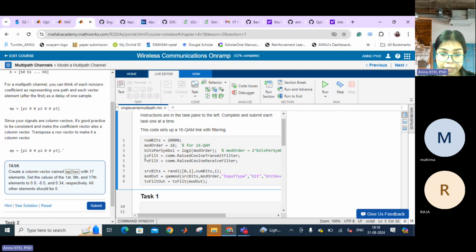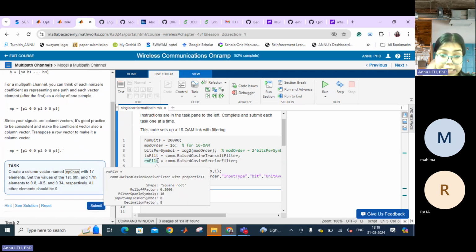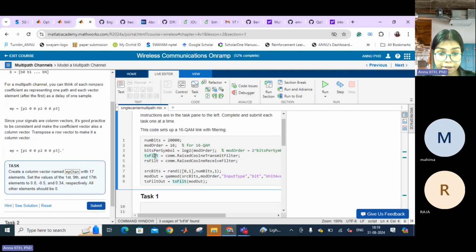And the transmit filter, we know that the transmit and receive filters are both raised cosine pulses. The raised cosine pulse has an advantage in that its Fourier transform has a limited bandwidth. The transmit filter was a raised cosine pulse as well as the receive filter, because they should be synchronized to the same frequency. Where we have these properties: the shape is square root, roll-off factor is 0.2, filter span is 10, and decimation factor is 8. You can see that in the receive filter you have the decimation factor, or down-sampling, whereas in the transmit filter you have the up-sampling.